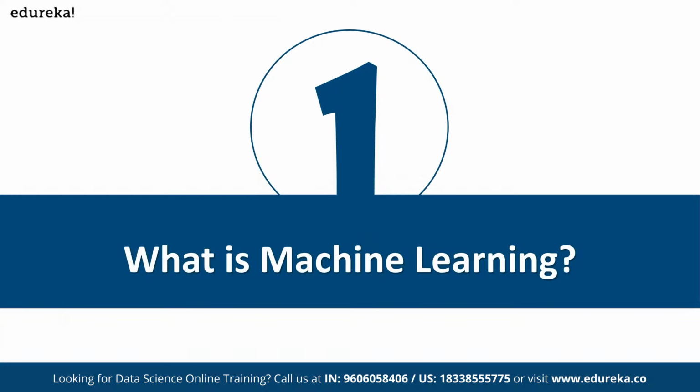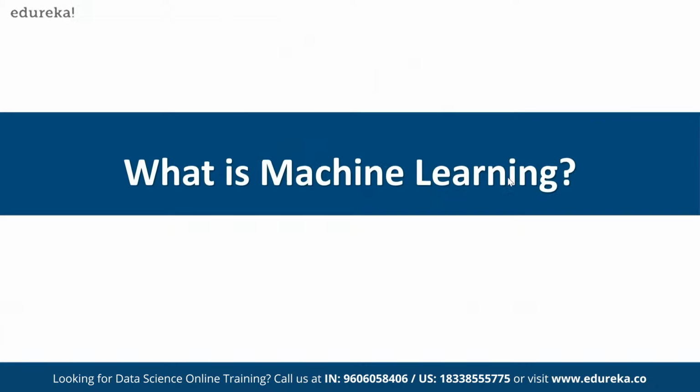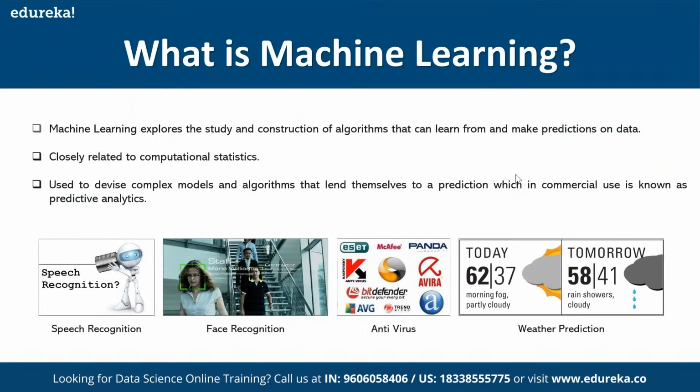So let us first come to understanding what is machine learning, right? Machine learning explores the study and construction of algorithms that can learn from and make predictions on data. It is closely related to computational statistics and used to devise complex models and algorithms that lend themselves to a prediction, which in commercial sense is known as predictive analytics.